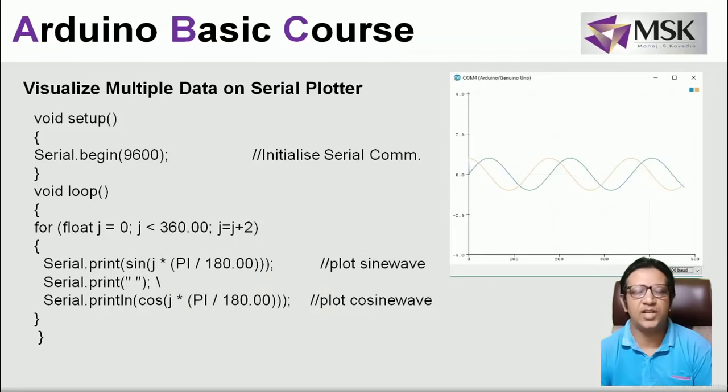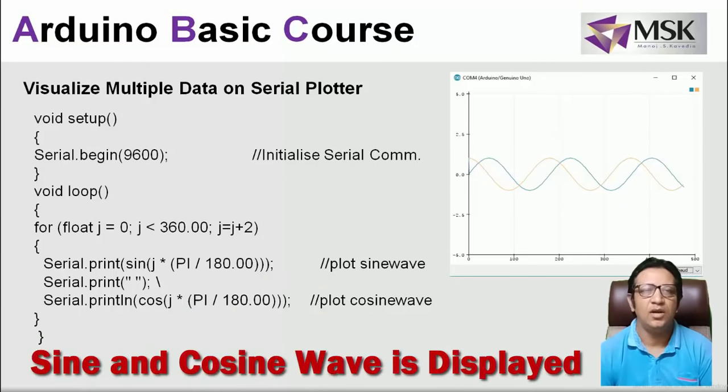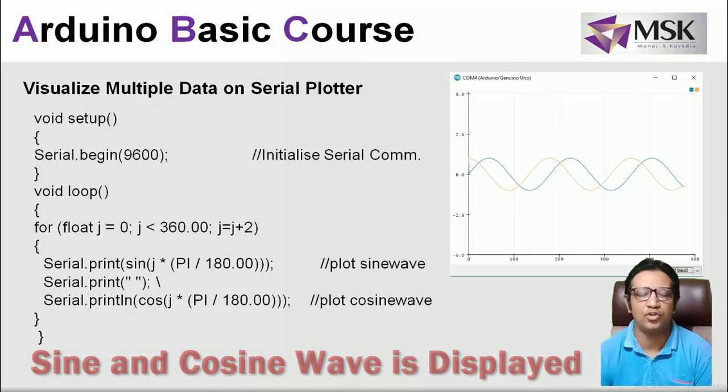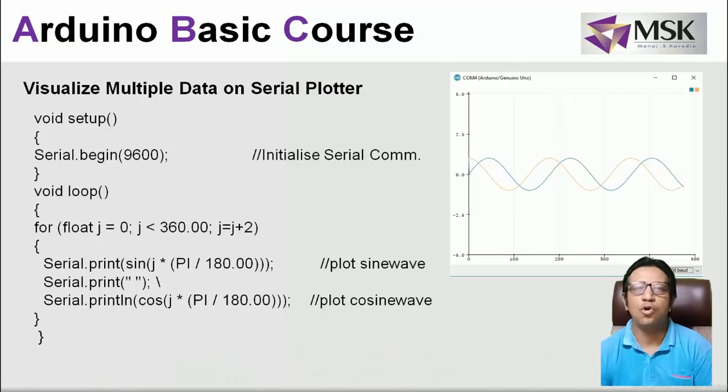Now it's just a modification of the previous program. Along with the sine function, I also use the cosine function. What is the difference between sine and cosine? There is a phase difference between them. So this will plot the sine wave and the cosine wave, and you can see both waveforms on the serial plotter. In the same way, by using different functions or different values, you can plot different waveforms.